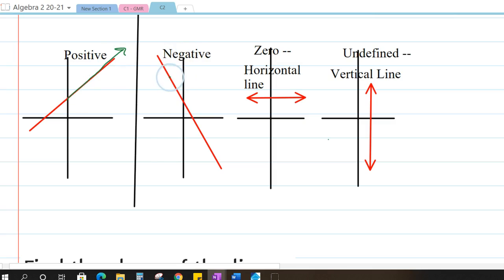Negative, if your bank account is going down, down, down, it's a very negative thing. So reading like a book from left to right, if you're going up, it's positive. If you're going down, it's negative. If you have a horizontal line, your slope is 0. And if you have a vertical line, your slope is undefined.